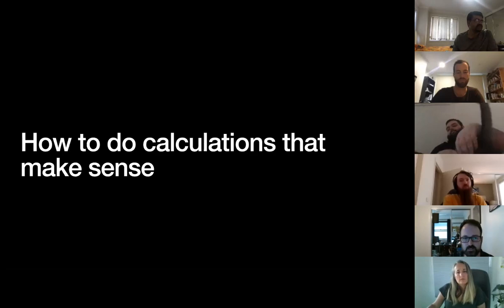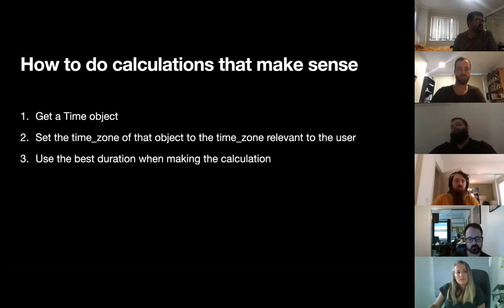So the next part is how to do calculations that make sense. Yeah, so we'll walk through an example here. We'll go through the instructions again. Very similar. In this case, get a time object. Second, set the time zone of that object to the time zone relevant to the user. And the final step is use the best duration when making the calculation.